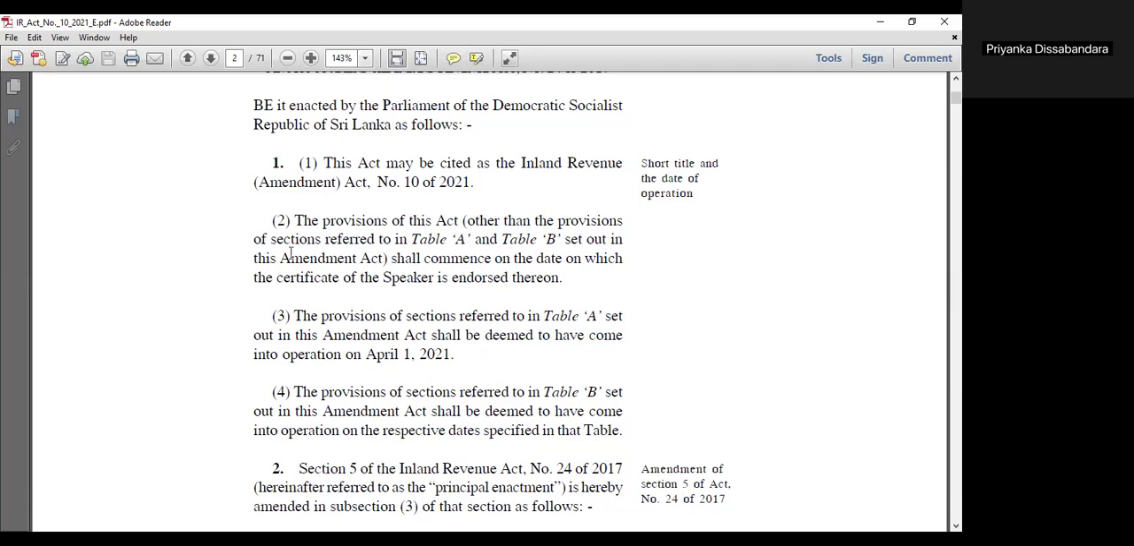Then subsection 3 says the provisions of sections referred to in table 1, Table A, the effective date of these amendments is from 1st of April.